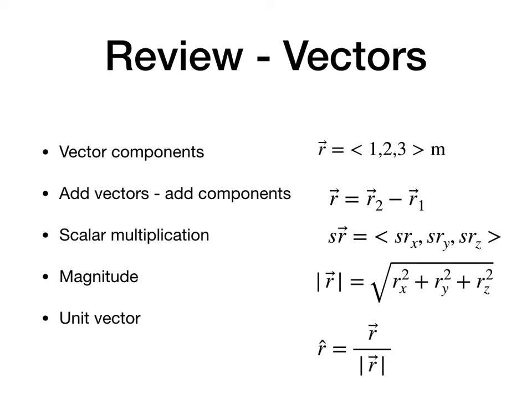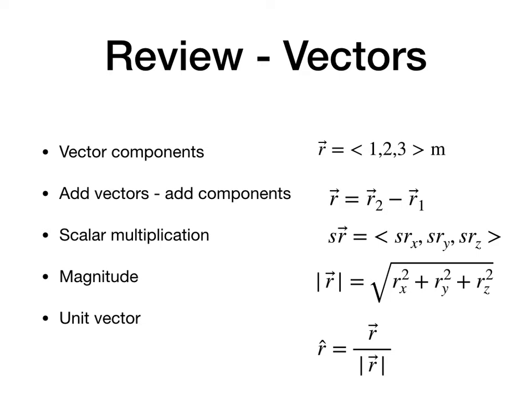What about scalar multiplication? What if I have some vector R and I multiply it by a scalar value S? In that case, you just multiply each component by that scalar factor. So if R is Rx, Ry, Rz, I multiply by the scalar S, I get the new vector Srx, Sry, Srz. I can find the magnitude of a vector. It's the same thing as the Pythagorean theorem, but in 3 dimensions. So it'd be the x component squared plus the y component squared plus the z component squared, square rooted.